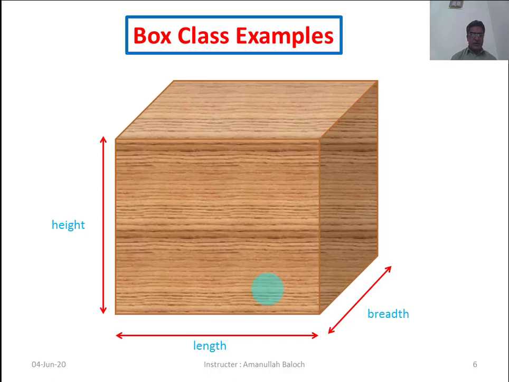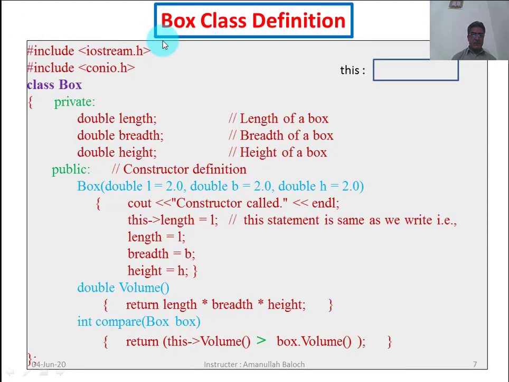So that box class will have three member data: length, breadth, and height. So the box class definition: hash include iostream, hash include conio.h, and class box. This is the name of the class, and this is the keyword class. Each and every class has two sections, private section and public section.